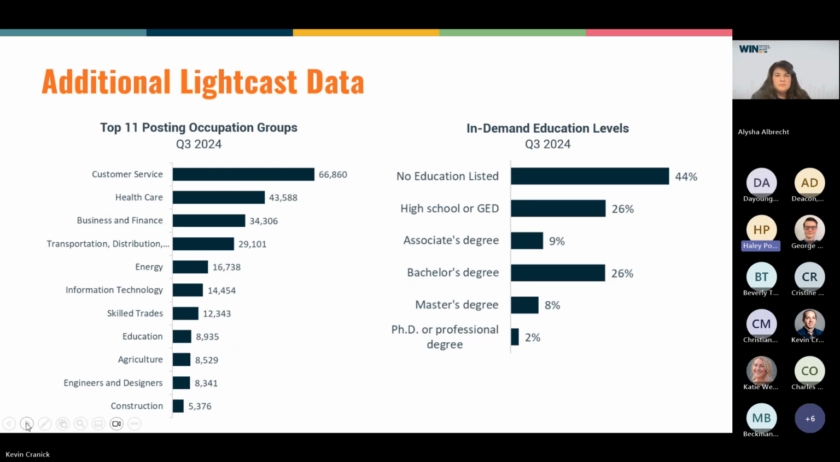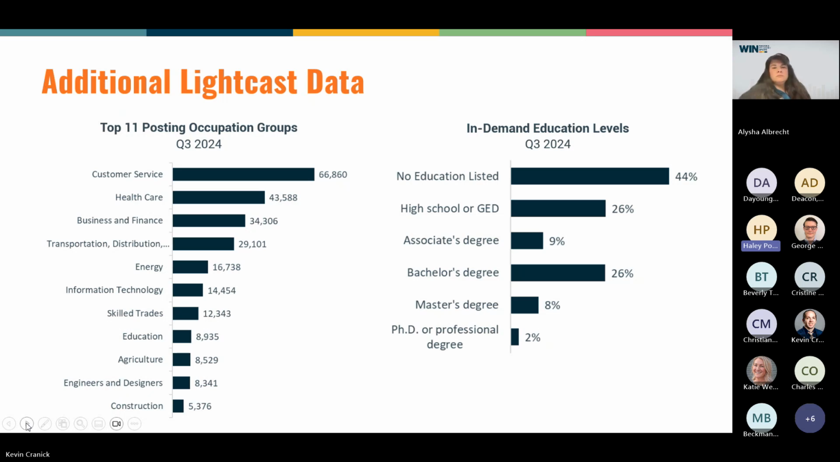So here's more data that we use and how we present it. The occupations, like we spoke of earlier, are all broken out by the number of postings for Q3 2024 for the WIN region, and then the in-demand education levels. Another limitation is that not all postings on Indeed and all of those online websites post the education that they would prefer. So we get a lot of data in the no education listed.